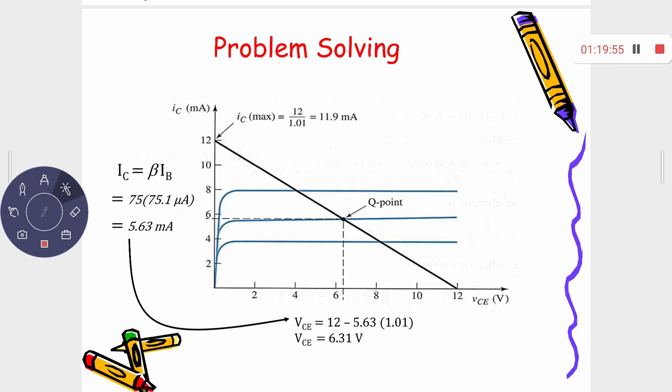Now suppose this is my set of some of the characteristic curves over there. And here, IB you have calculated was 75.1 microampere, beta given as 75. What is my IC? 5.63 milliampere. Right? 5.60 milliampere. And if IC is equal to 5.60 milliampere, then you try to locate 5.60 milliampere on a straight line. Here it is 5.63. Right? Then accordingly, you just project it over there, you get the value for VCE, rather VCQ, the quiescent collector emitter voltage.